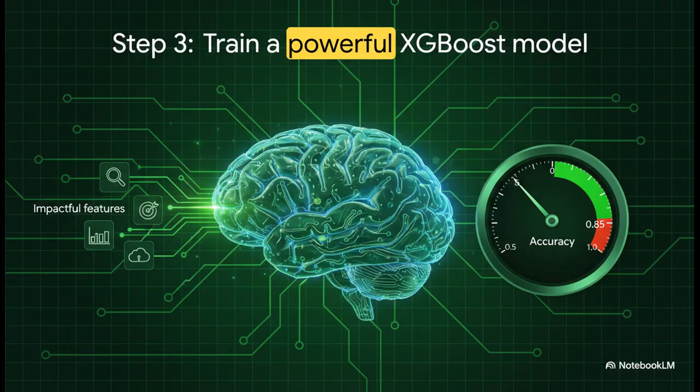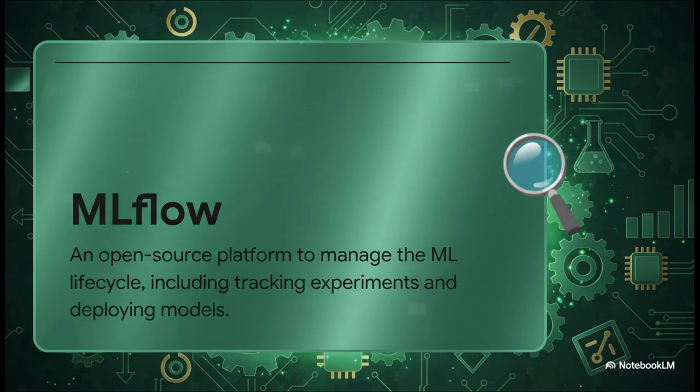So with our data prepped and our best features picked out, it's time to train the brain of this whole operation. For that, we use an algorithm called XGBoost. It's a real top performer for this kind of problem, and it's famous for its high accuracy in predicting outcomes just like customer churn. You know how things can get super messy when you're trying out a bunch of different model settings? Well, that's where a tool like MLflow comes in.